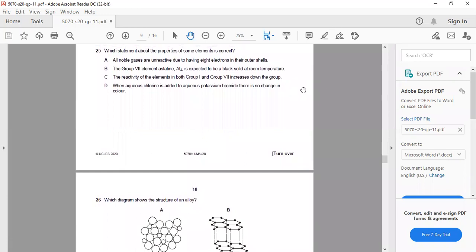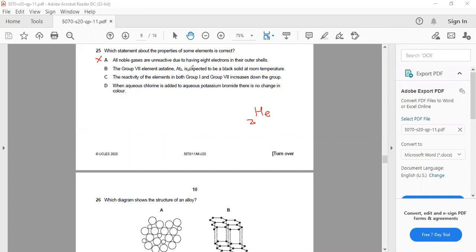25. Which statement about the properties of some element is correct? Okay, so read this. All noble gases are unreactive due to having 8 electrons in their outer shell. Helium has 2 electrons only. So A is wrong.